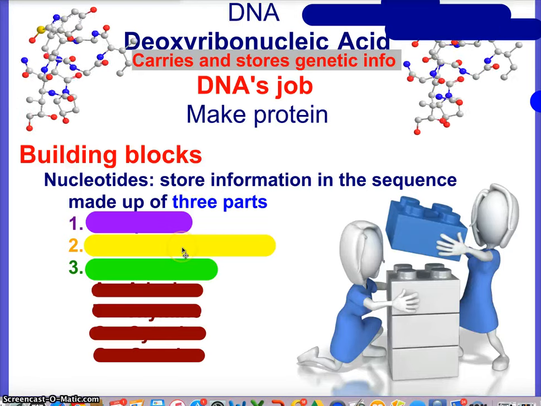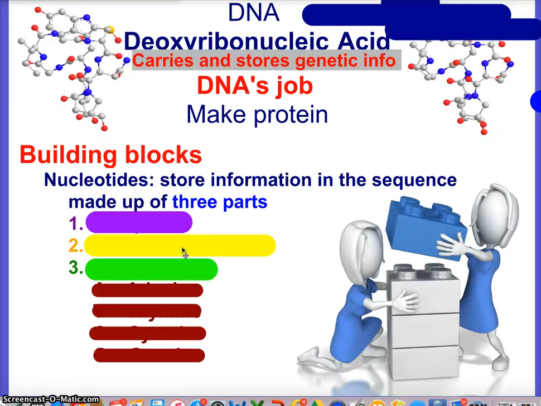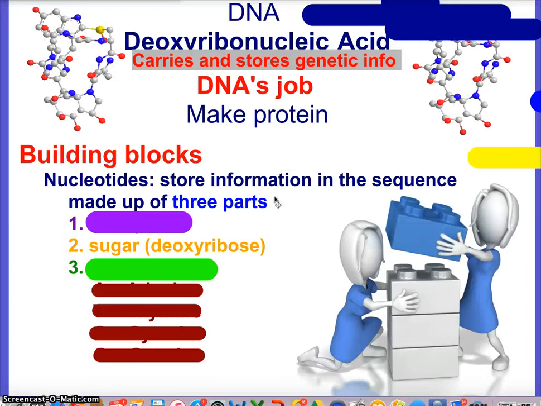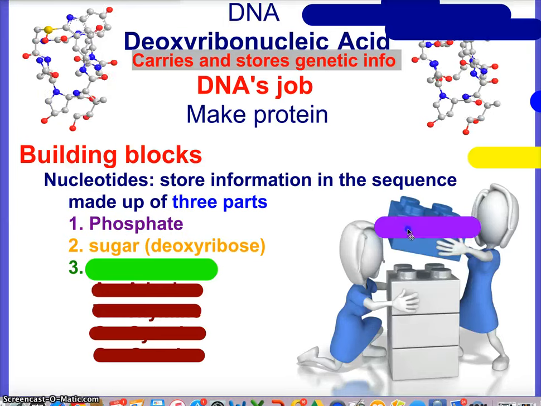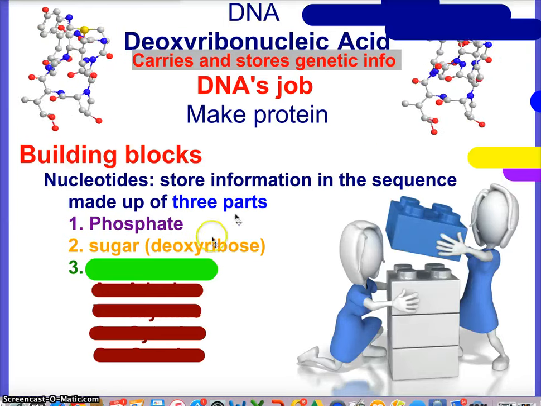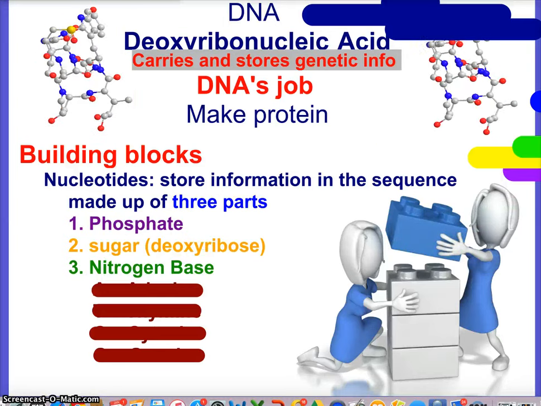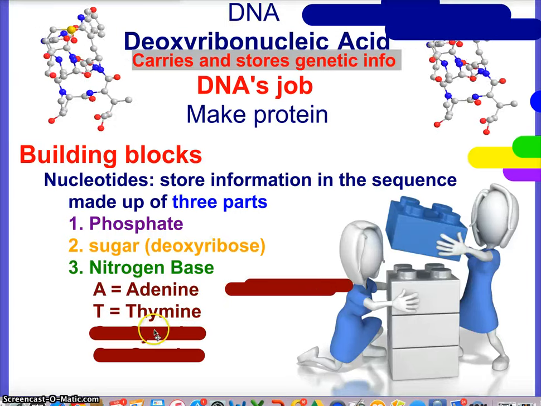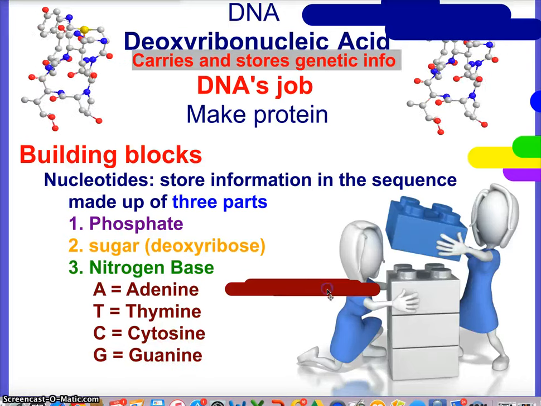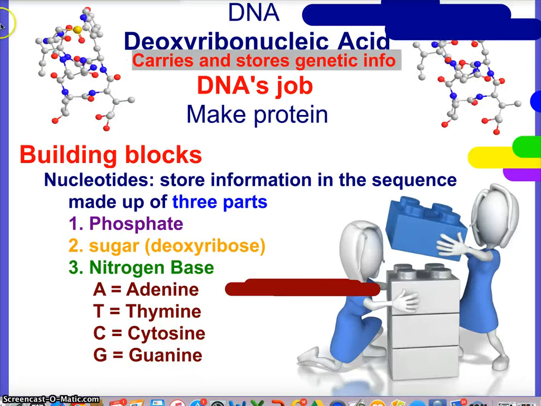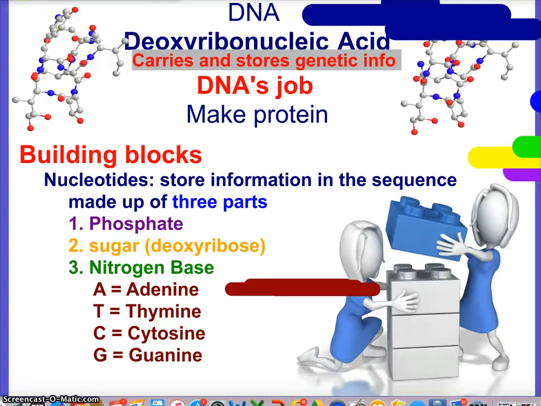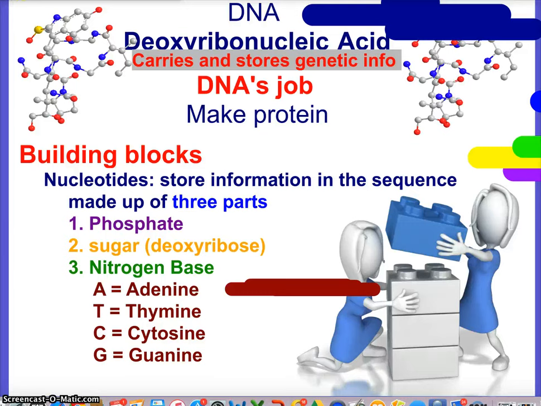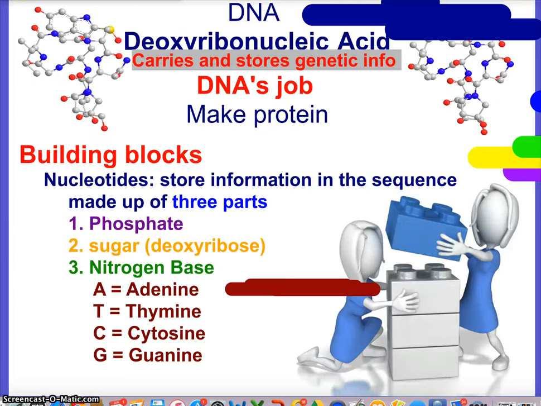Now what's in that block? Sugar. What kind of sugar? Deoxyribose, which is a 5-carbon sugar. Good. What else? Phosphate. And a nitrogen base. Which are? Adenine, thymine, guanine, or cytosine. Awesome. And we know that adenine always pairs with thymine, and cytosine always pairs with guanine. And who told us that?